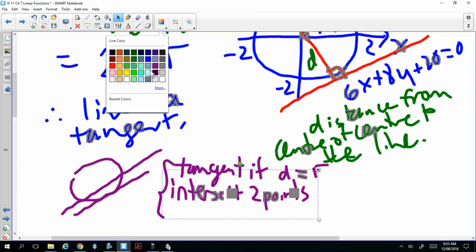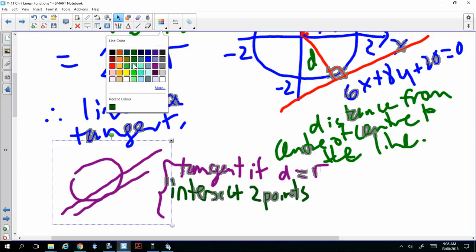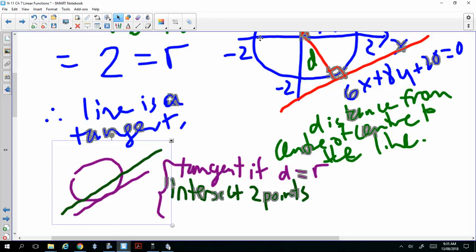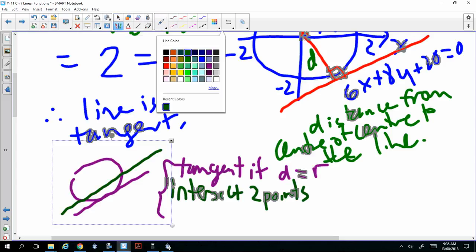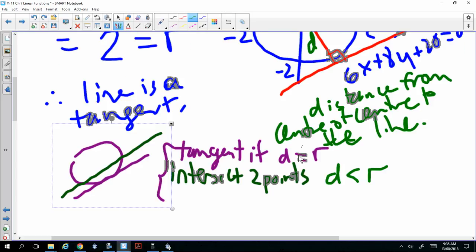That means the distance will be less than the radius, right? Can you see when the distance is less than the radius, it will cross at 2 points. And if it doesn't intersect, let's put a different color, does not intersect, what will happen? That means D has to be greater than R. So you just have to remember all this.